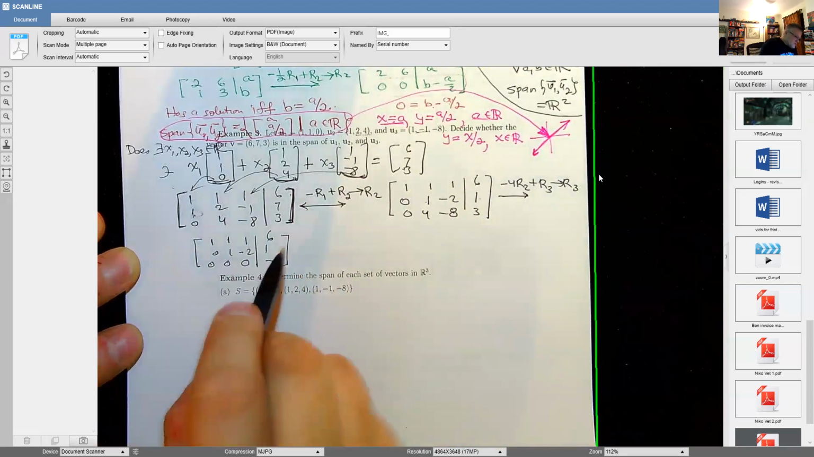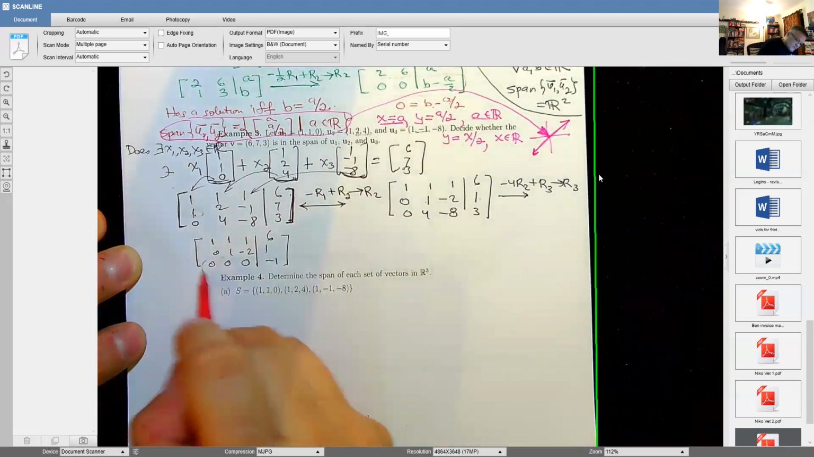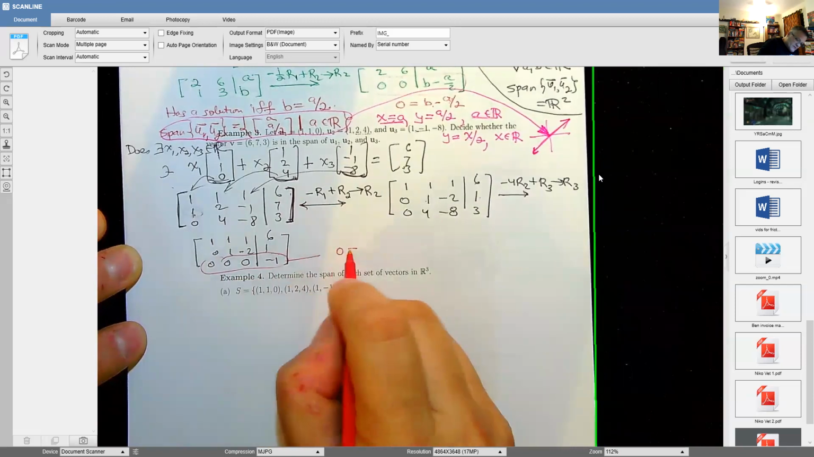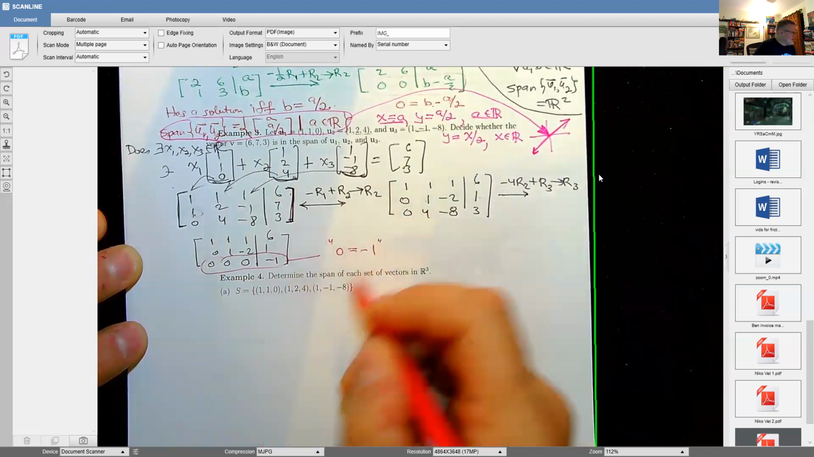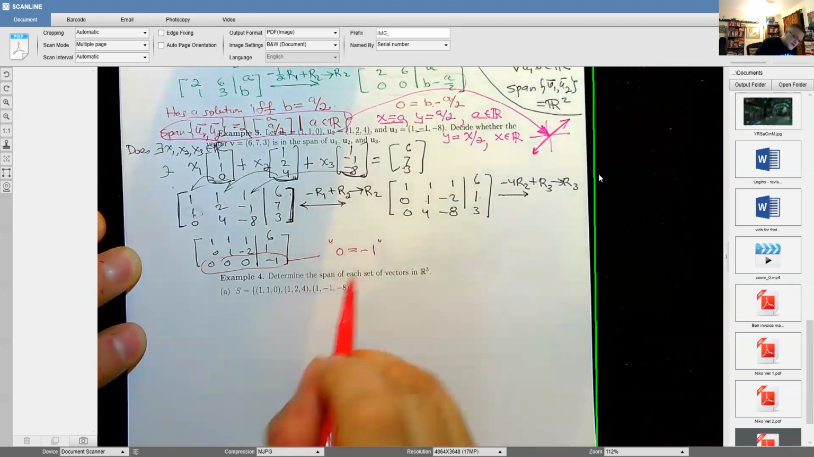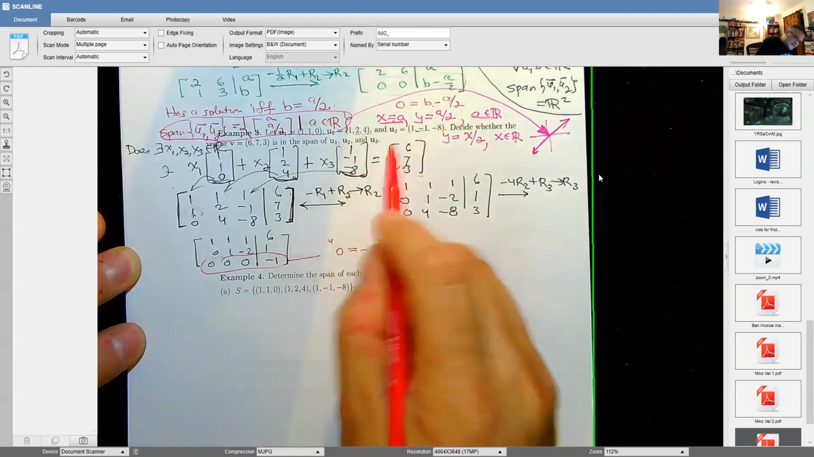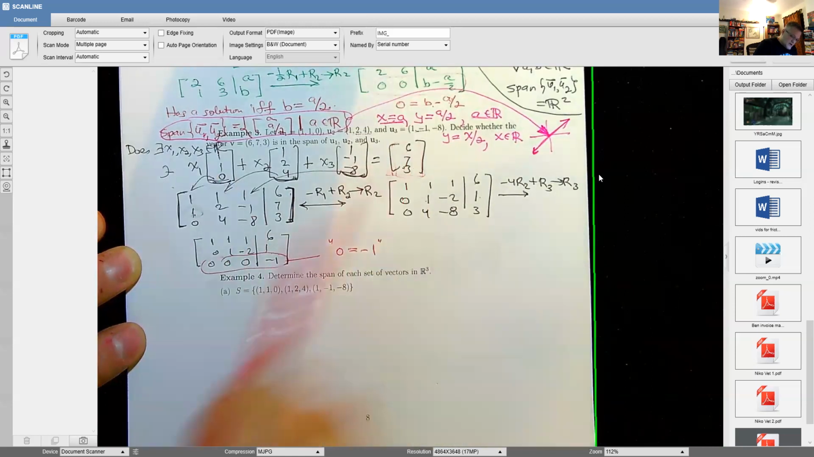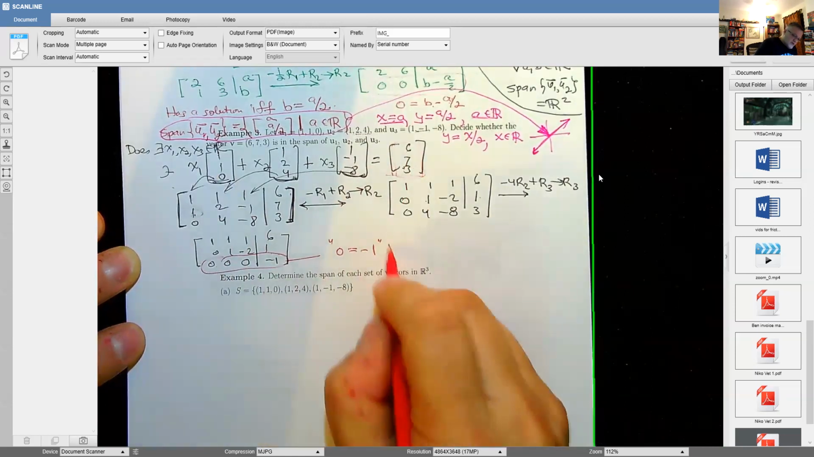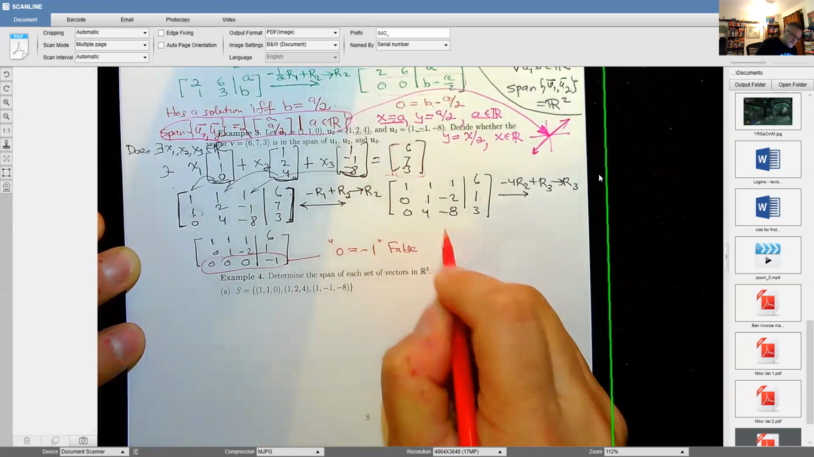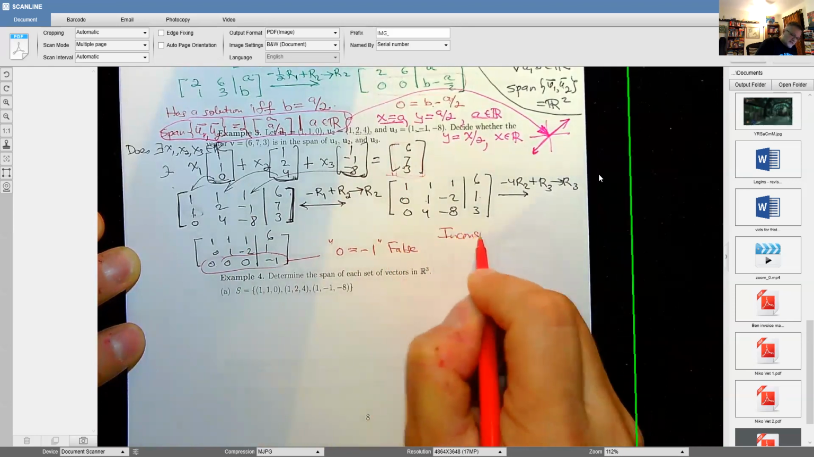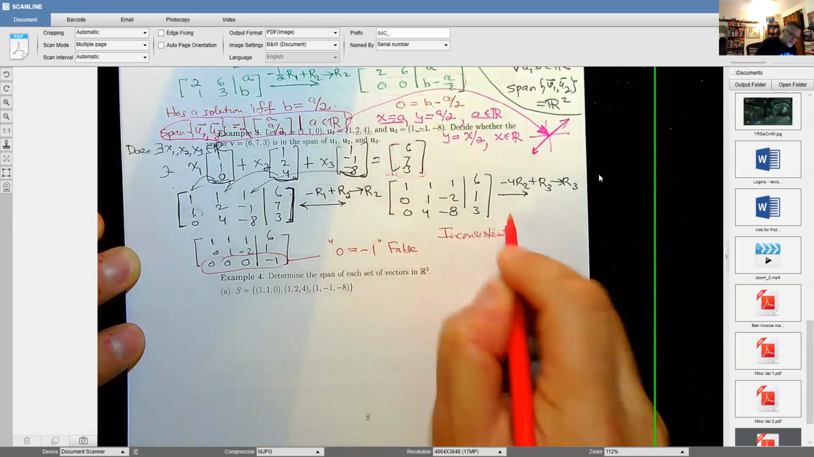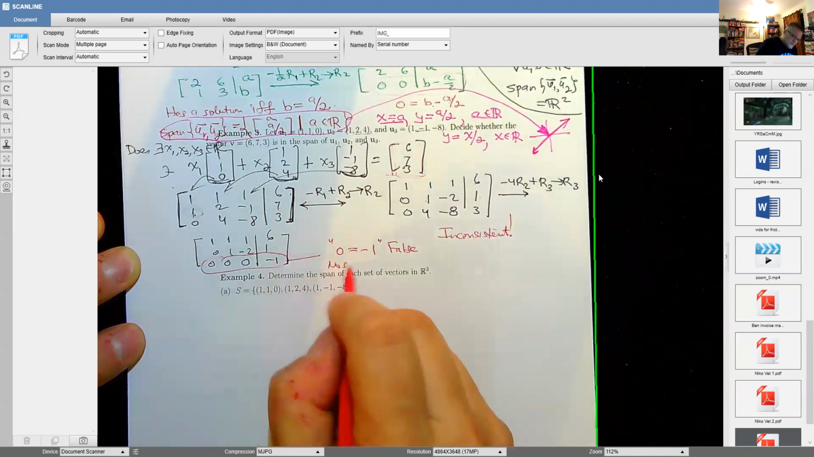But notice the last row is another problem. This gives you the statement 0 equals -1. And so since this is for this given vector, if you try to solve this system, you get that row, which is false. And so what that means is that the system is inconsistent. There is no solution to the system.